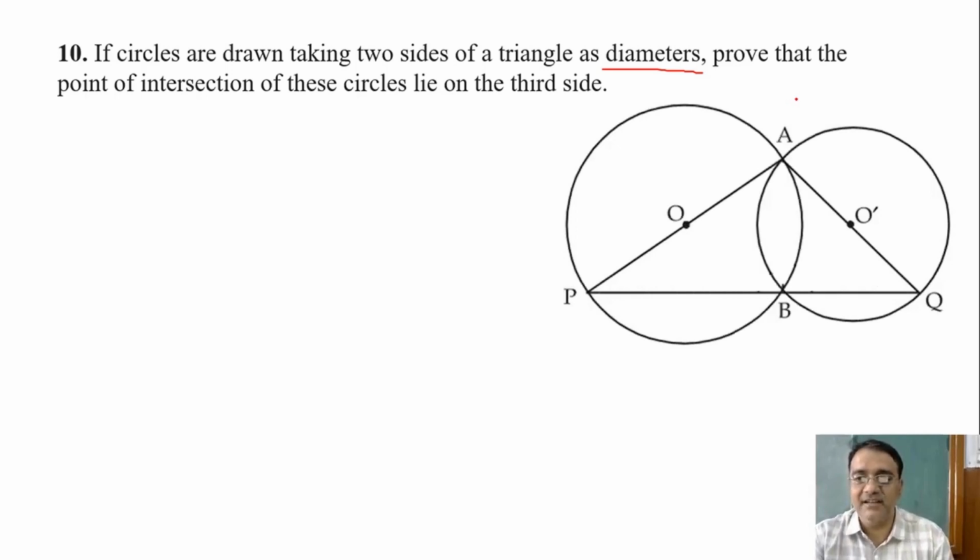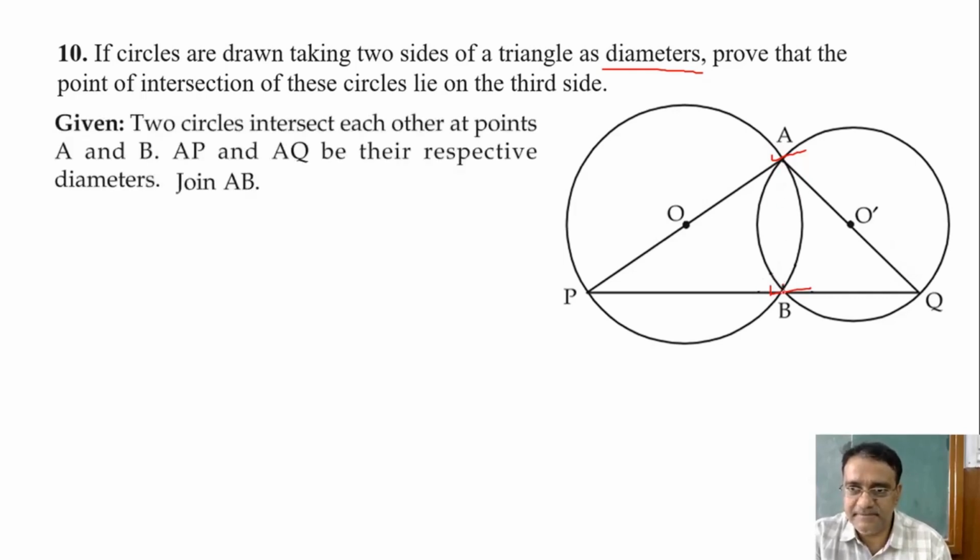So this is the diagram. See, APQ is a triangle and AP और AQ diameter लेके हम लोग दो सर्कल ड्रॉ किए हैं. Okay, two circles intersect at points A and B, and AP and AQ are the respective diameters. Now we are going to join AB.